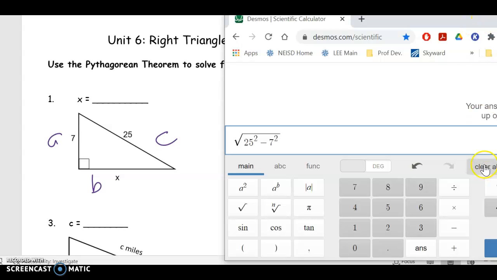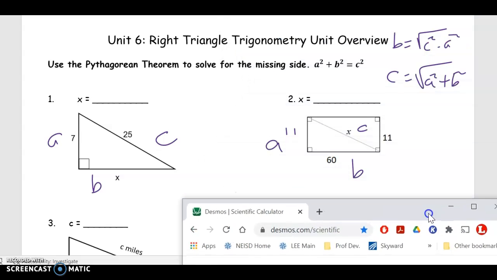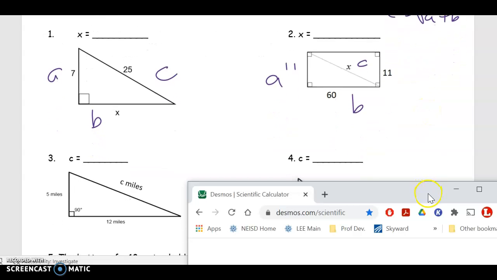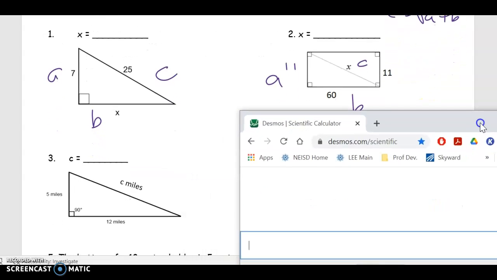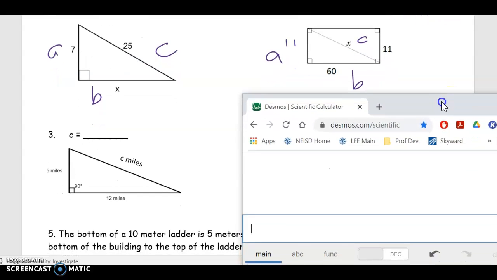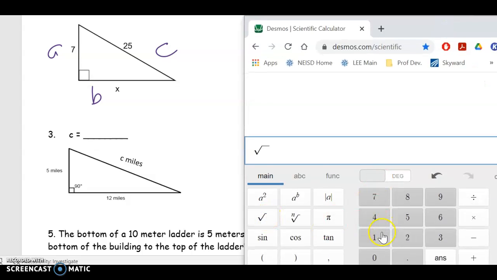Okay? Then I'm going to clear that out. For the second one, let's see how we'll make this work. For our second one, it would be the same situation where x would be the square root of 11 squared plus 60 squared. So you have to remember it's there. 11 squared plus 60 squared. And that's how we approach this, guys. That's all you have to do. Okay?